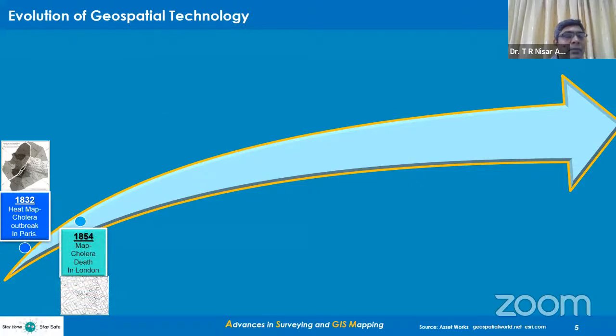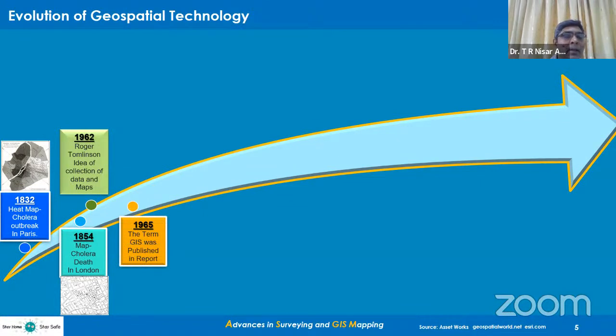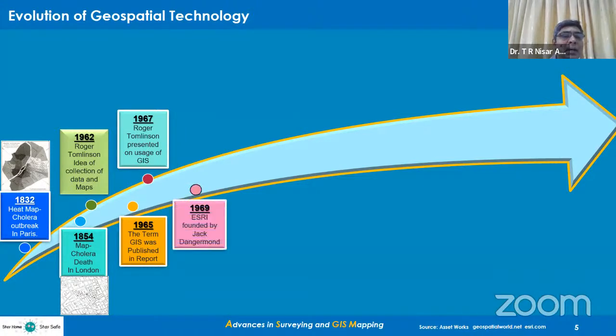Followed by 1854, they prepared a map to show the deaths from cholera in the UK. And then in 1962, Dr. Roger Tomlinson gave the idea for data and maps. At that time, the concept of GIS was still not there. Whereas in 1965, the term GIS was first published in a report. And in 1967, Dr. Roger Tomlinson, a Canadian geographer, first presented the usage of the term GIS.